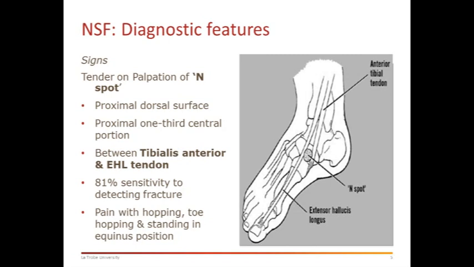So it's applying a force in the plantar direction on the dorsal aspect of the navicular between the two tendons, and this test has an 81% sensitivity for detecting a fracture, and the patient will be particularly tender when palpating the N spot if they have a navicular fracture. Quite often when palpating the navicular tuberosity or the medial aspect of the navicular, they are asymptomatic, so it's important to find that dorsal central aspect between the two tendons to reproduce their symptoms.